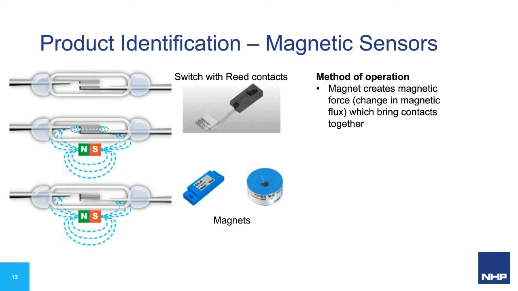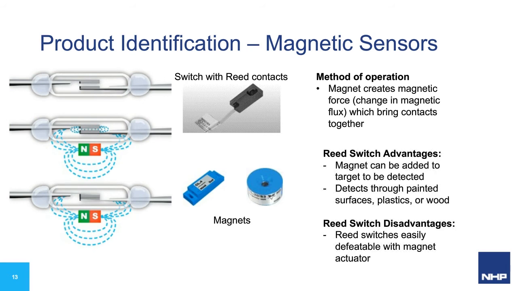There are also some more advanced magnetic switches which do not get triggered by simple magnets and are a little bit more reliable and safer using coded magnets or RFID. However, these are generally used in safety applications as a safety sensor, not the applications where you would use something like a reed switch. Now, the advantages of using reed switches: you can add the magnet to the object wanting to be detected.